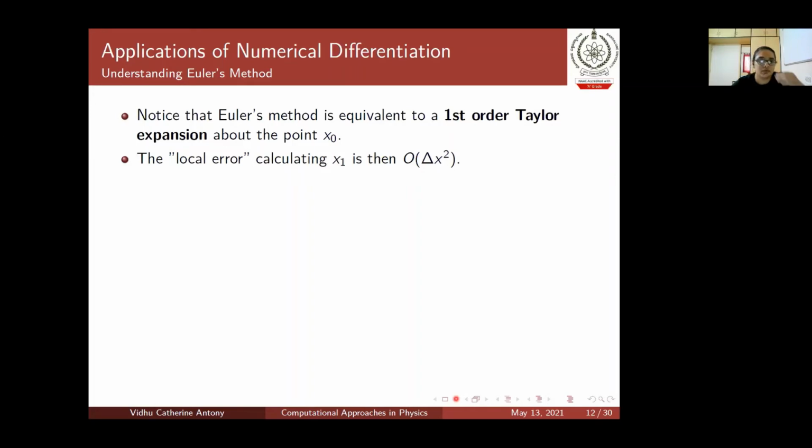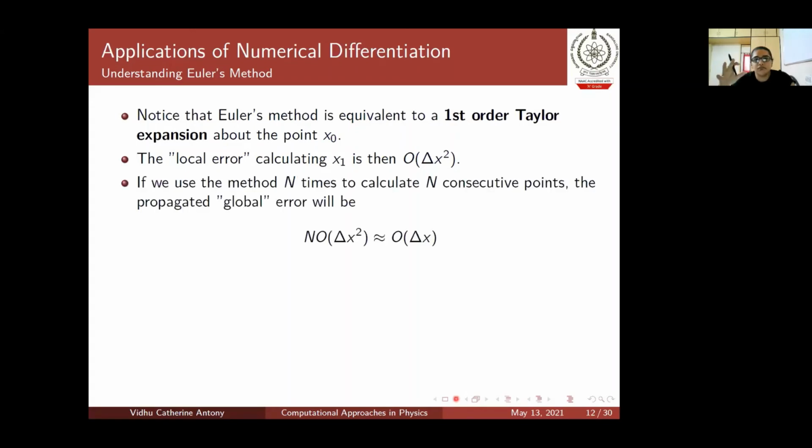Now, what I want to talk about is errors. There are going to be something called the global and local errors that are associated with your program. So there's a local error in calculating your x1. That is going to be of the order of, in this particular scenario, the order of x squared. Why is that?